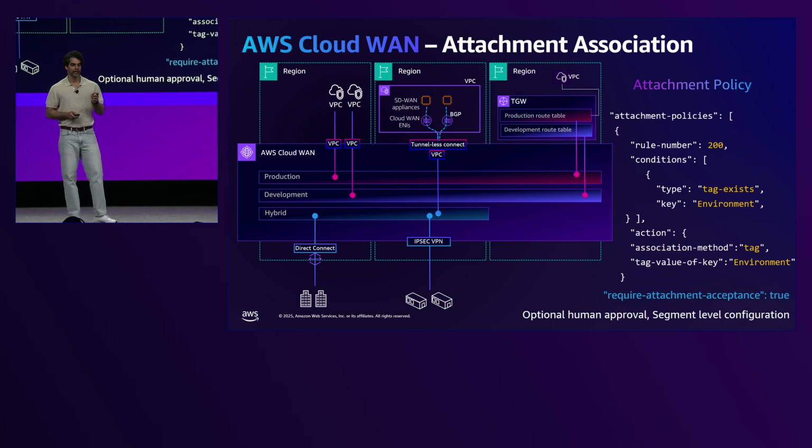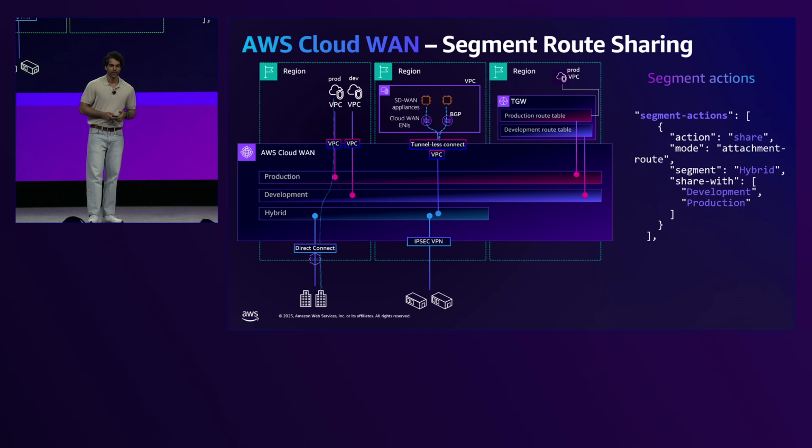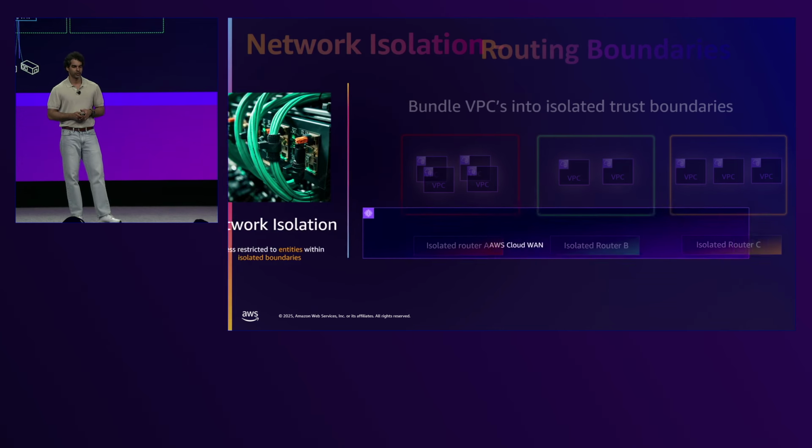You can also add an additional human approval. For example, you can say, for production, I don't want my attachments automatically associating to my production segment. I want to add a human approval in there, and that's how this works. Now, when you do that, dev can talk to dev, prod can talk to prod, but you cannot cross segments because they're isolated. So production cannot talk to development, hybrid cannot talk to production and development. That's where segment sharing comes in, so you can share routes between segments. And when you do that, then you can enable traffic flow between different segments as well.